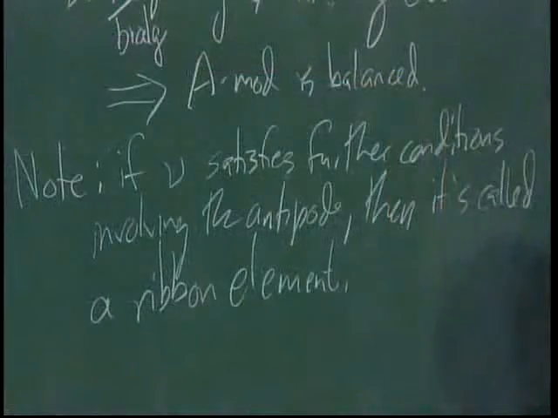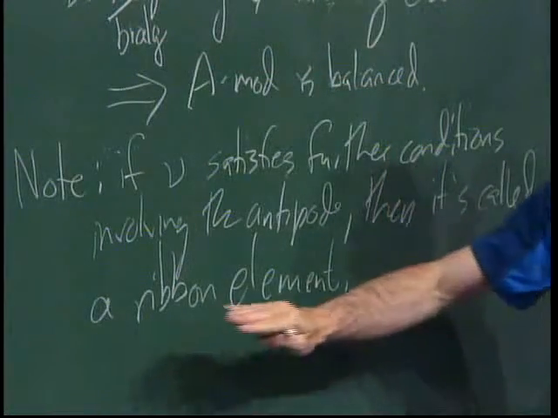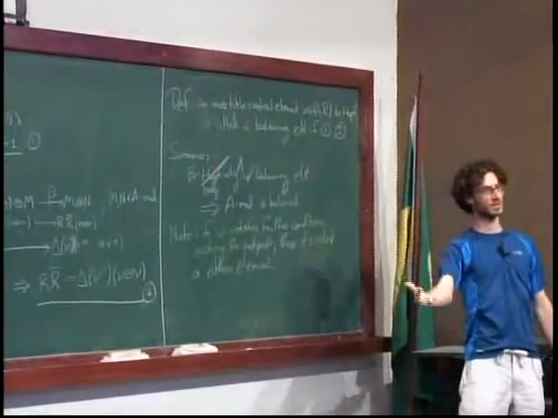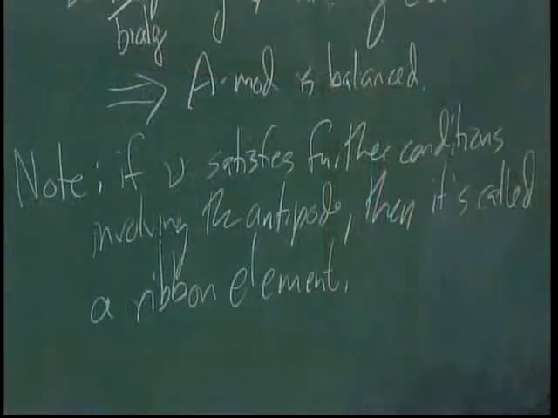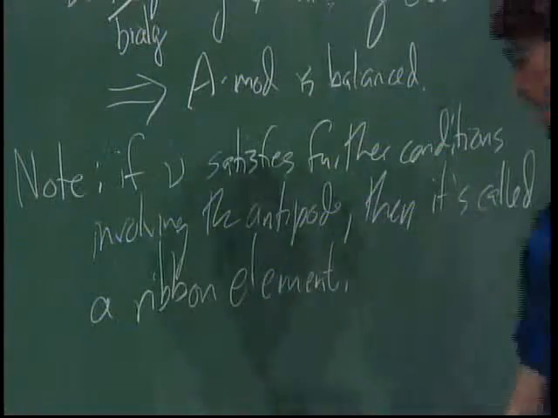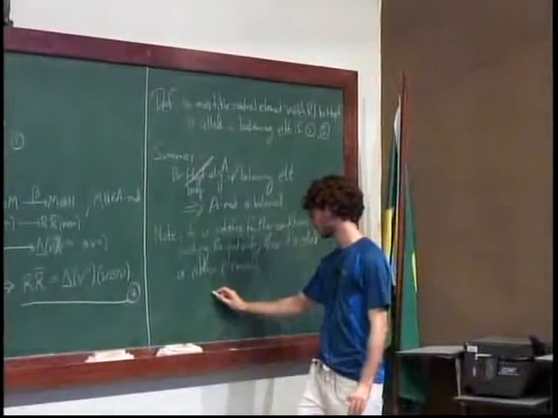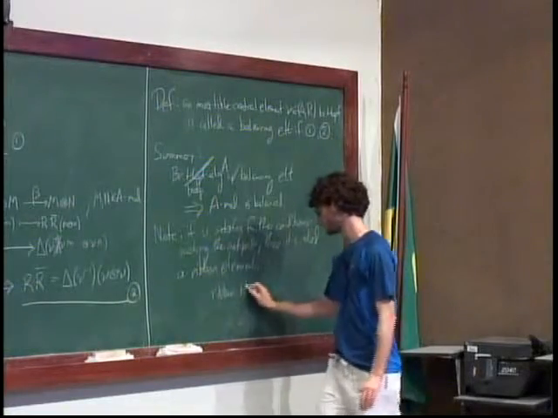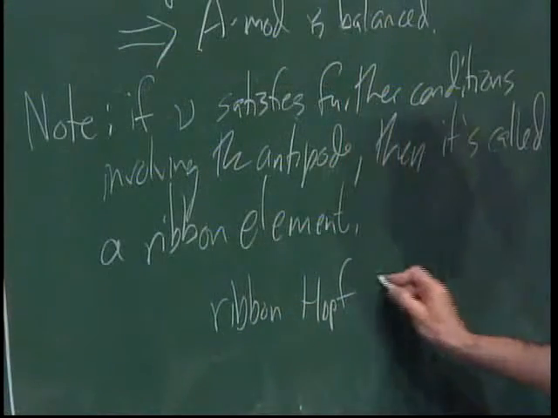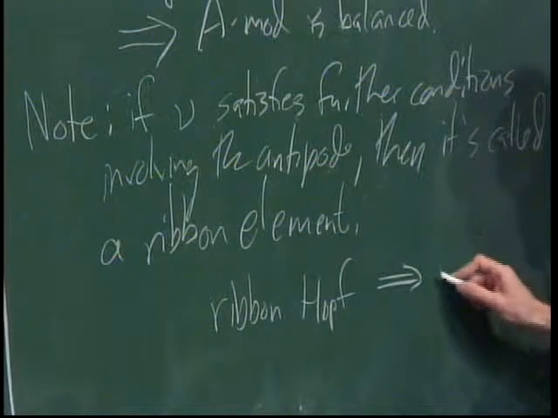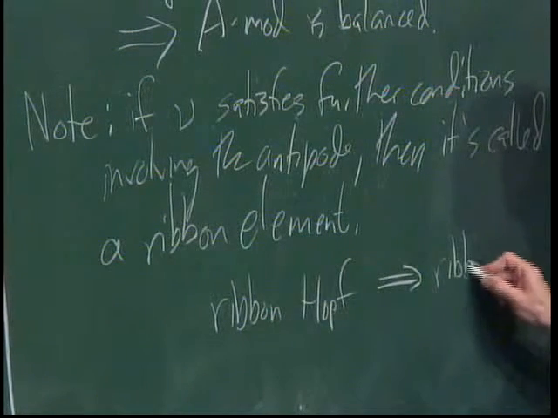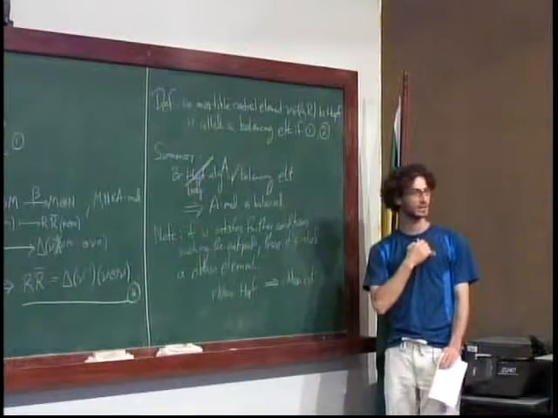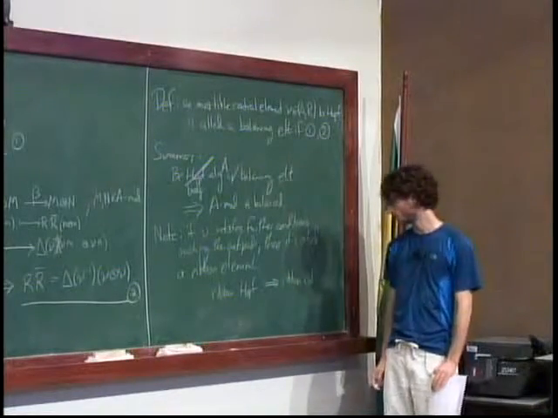And so if you actually have a braided Hopf algebra with a ribbon element, then the representation category is a ribbon category, not just a balanced category, as you might imagine. So if you have a Hopf algebra with a ribbon element, then that implies that your braided tensor category is actually a ribbon category. I realize none of these things have been defined yet, but we will define them all.